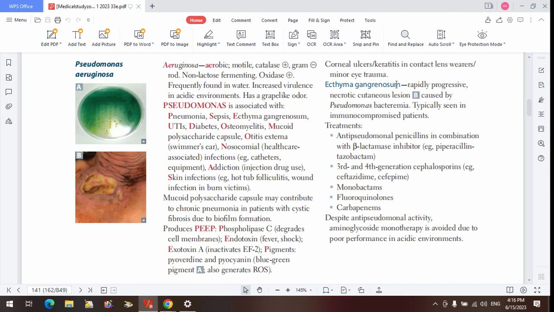So what are the factors or toxins that are produced by Pseudomonas aeruginosa? The code is PEEP, P-E-E-P. So P stands for phospholipase C. Do you remember another organism that contains this phospholipase enzyme? We mentioned it.